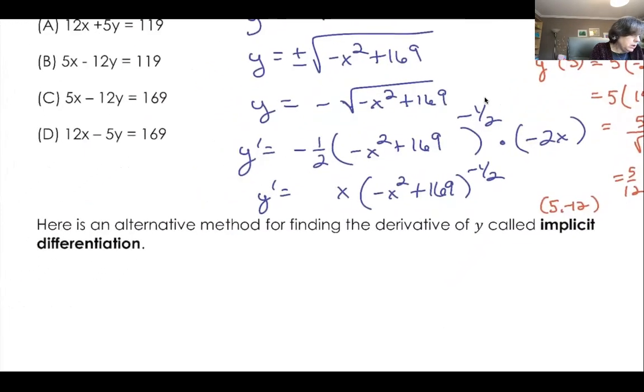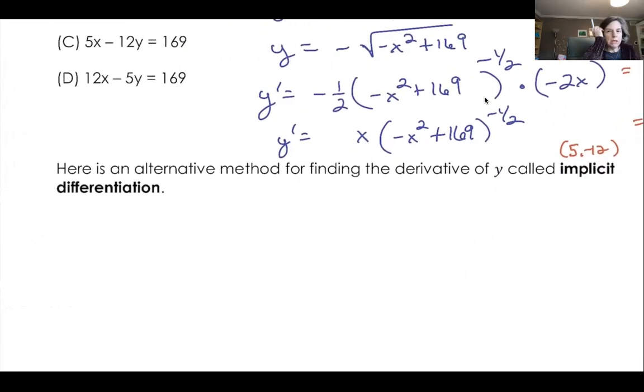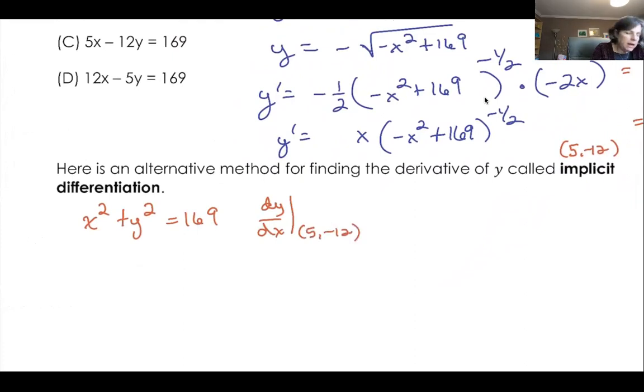All right, so let's look at our alternative method, which is something called implicit differentiation. So my equation, again, is x squared plus y squared equals 169, and I want dy dx, the derivative, at the point 5, negative 12, okay? So notice the notation that I'm using. I think we've seen this before, that you can draw a line and then put down the point at which you want the derivative.